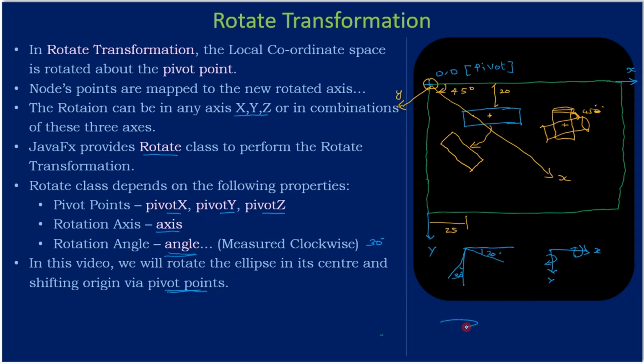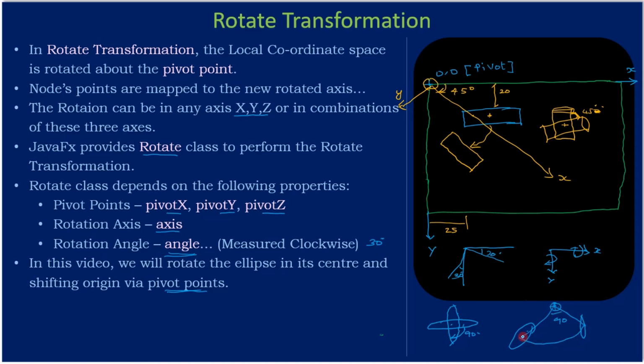So if we do so, when you rotate the ellipse by 90 degrees, and the pivot point is in the center, the ellipse will be rotated like this by 90 degrees, right? But if this is the ellipse and the pivot point is somewhere here, then the rotation takes place this way by 90 degrees, because the pivot point is at a different location and the object is shifted.